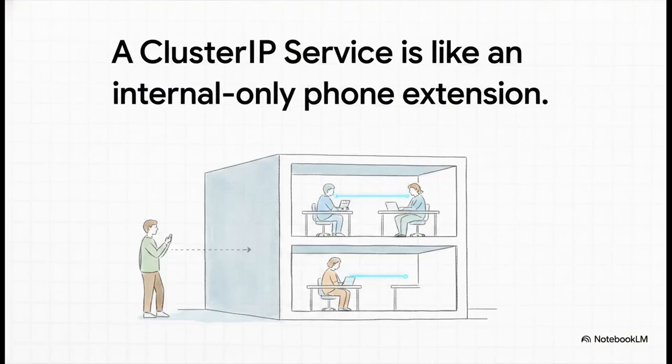I really like this analogy. It makes it super clear. A cluster IP is just like an internal office phone extension. You know, anyone else in the building can dial extension 451 to reach the accounting department. But if a client from outside tries to dial 451 on their phone, nothing happens. It's a private number, meant only for internal use.